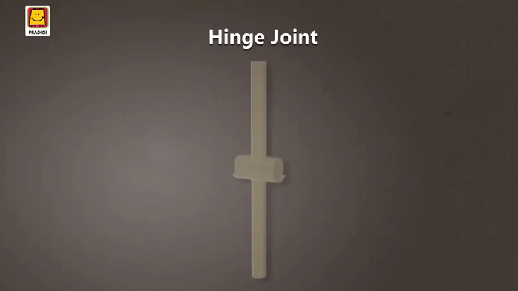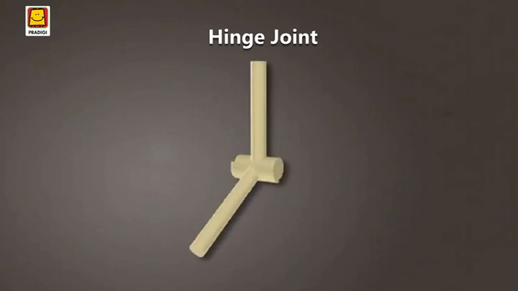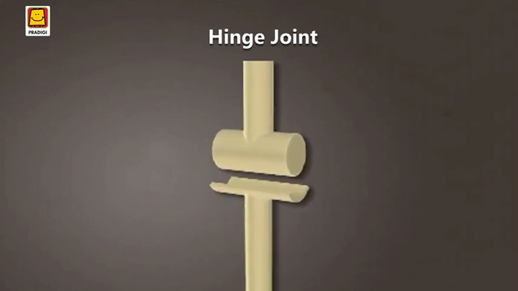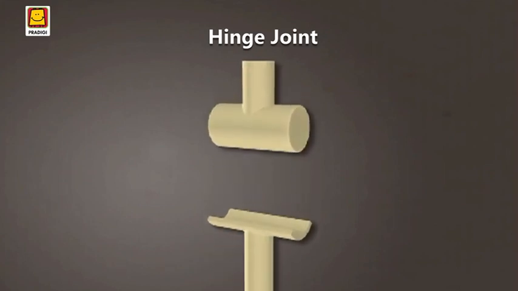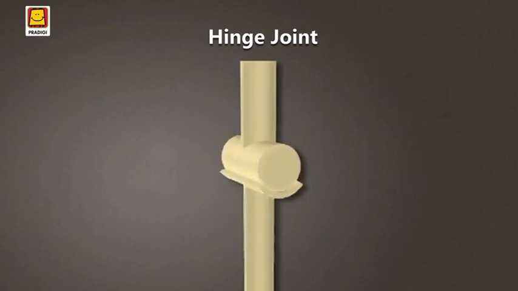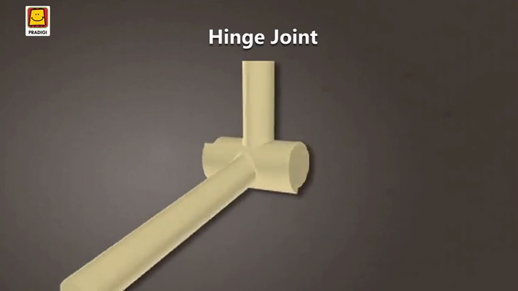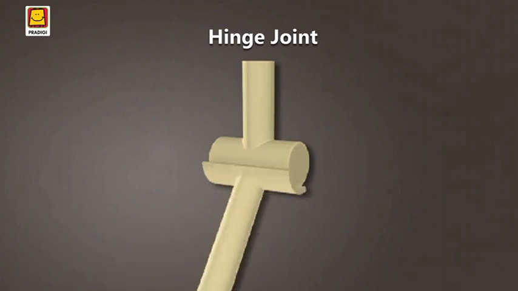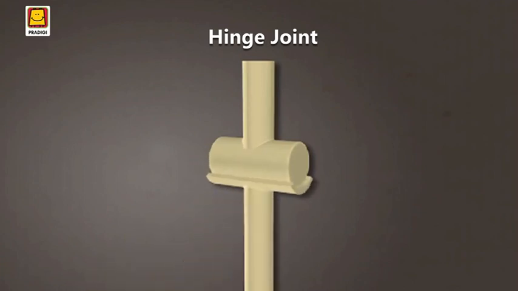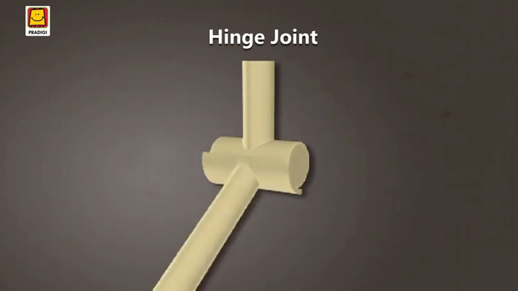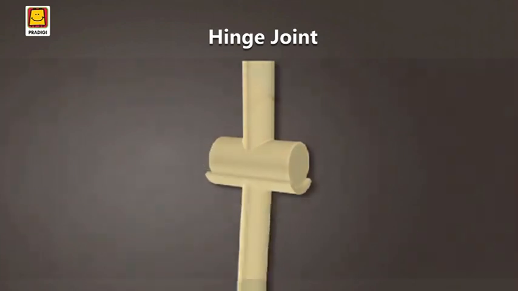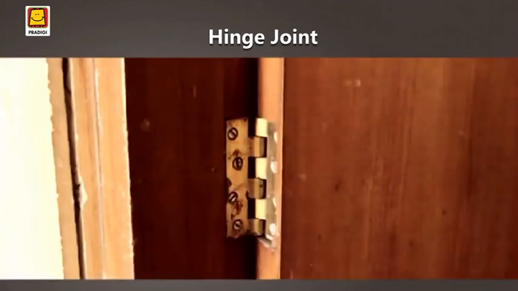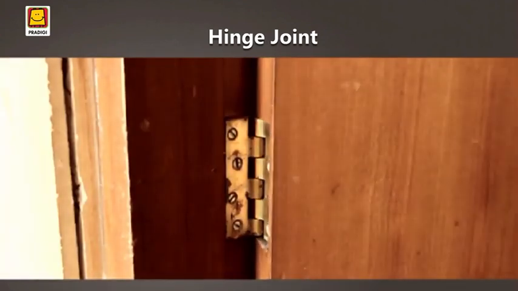Hinge joint. It is a very simple joint. It allows movement only along one axis. The head of one bone wraps around the cylindrical head of the other, allowing a movement like this. These bones are joined in such a way that they cannot move like this or like this. However, they can move easily like this. It is just like the hinge of a door, which allows it to open or close.